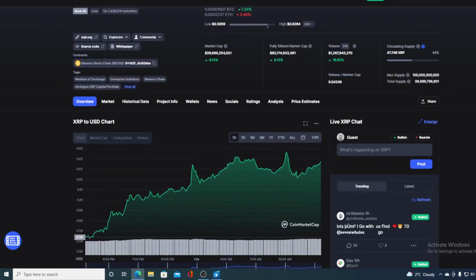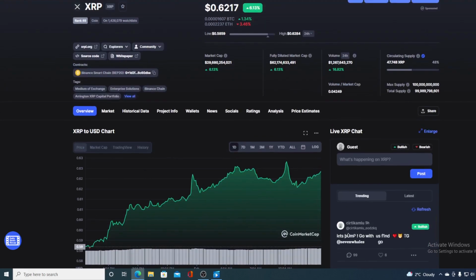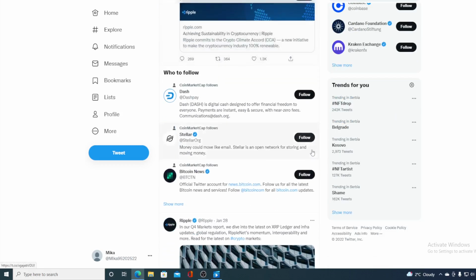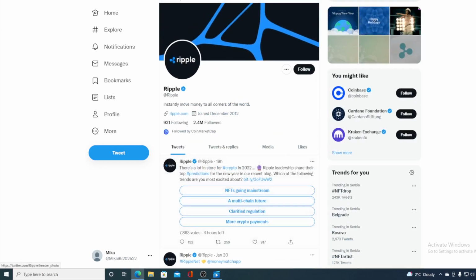Now, regarding Ripple, we all know that it actually has very strong support in social communities such as Twitter. From what we can see on their Twitter account, they are constantly announcing new things. One of them is that Ripple leadership shared their top predictions for the new year in their recent blog. Which of the following trends are you guys more excited about? There is NFTs going mainstream, a multi-chain future, clarified regulations, and more crypto payments. So from what we can see, the Twitter account is actually active. There are a lot of tweets and retweets.